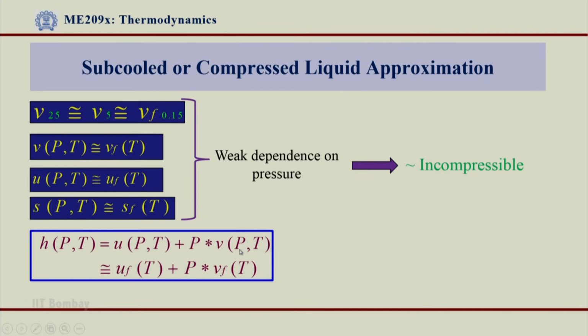Because I know that the dependence in this region on pressure is negligible, I can write V(P,T) as V_f(T) and U(P,T) as U_f(T). So if I see the overall enthalpy dependence in the subcooled region, it is governed by this equation: U_f(T) plus P into V_f(T). What do you mean by this? What do you see from this?